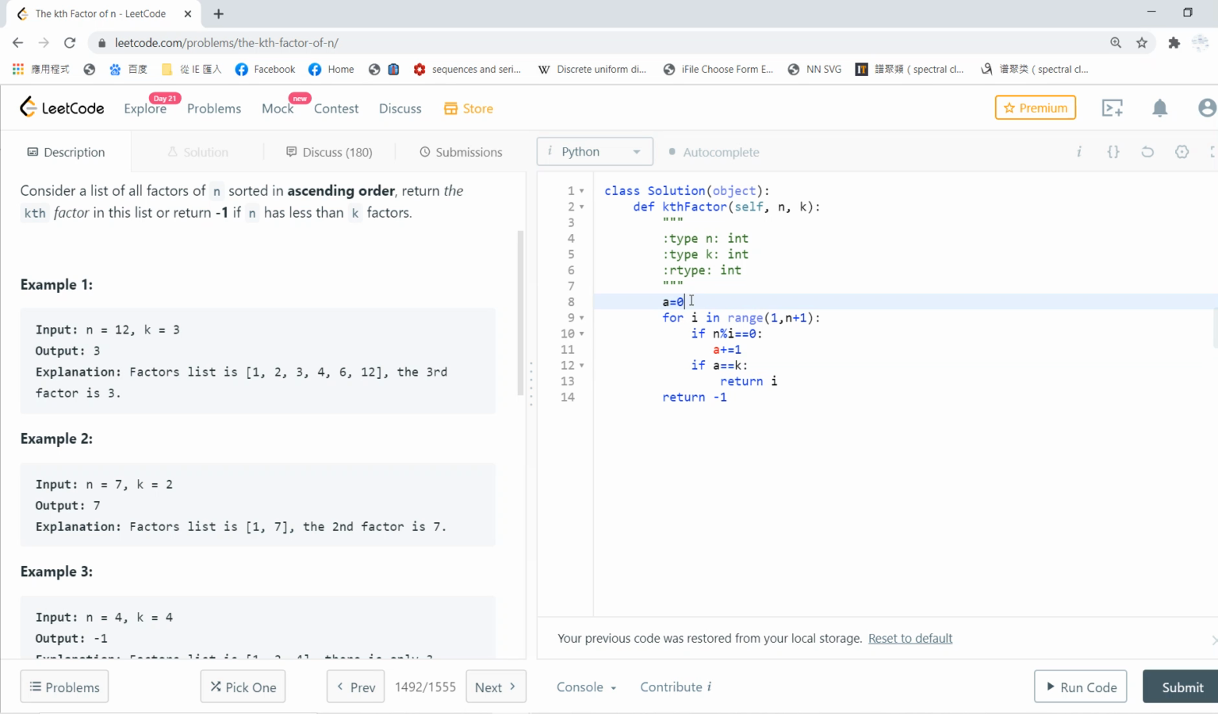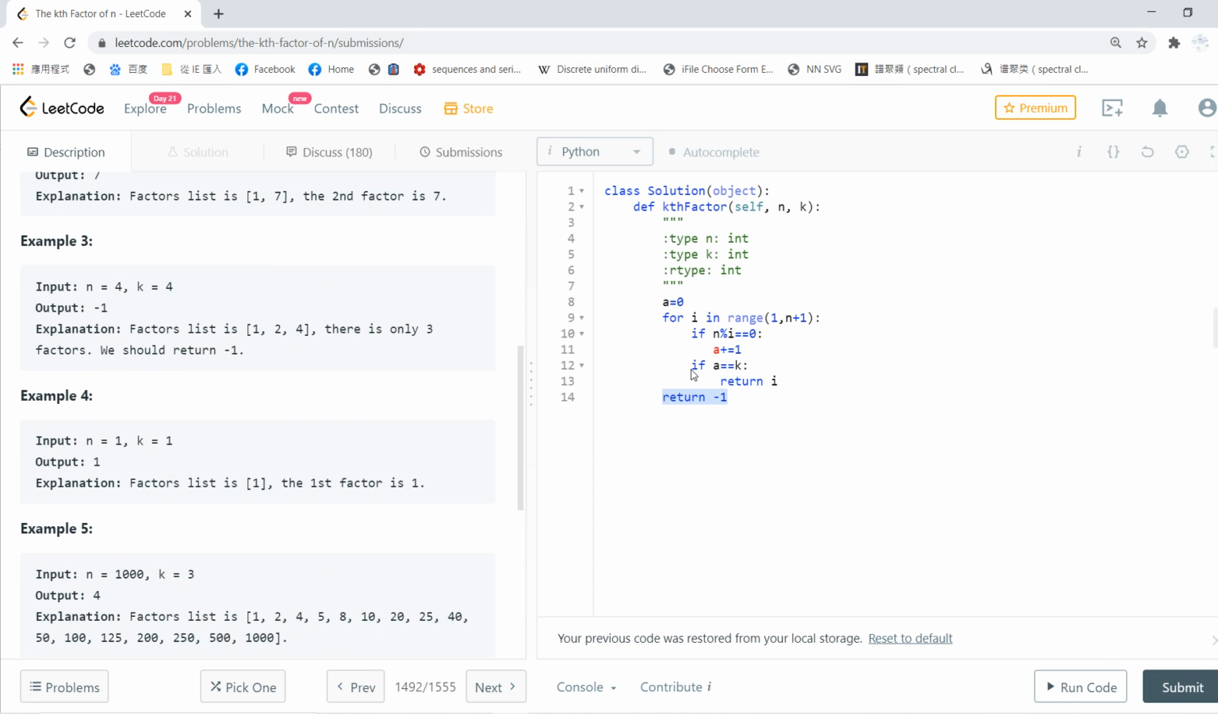We first initialize the count, and then we loop from 1 to n plus 1. Why n plus 1? Because n could be prime. Then I check if n divided by i has remainder 0, and if it does, then we find some divisor. So we find some factors, and count plus equals 1. And if we find the kth divisor, then we just return it. Otherwise, if we cannot find it, we just return -1.